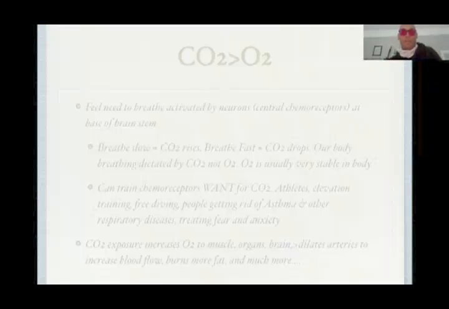Carbon dioxide is greater than oxygen. The feeling that you need to breathe is activated by neurons, central chemoreceptors at the base of your brain stem. You breathe slow, your carbon dioxide levels will rise. You breathe fast, carbon dioxide levels will drop. Our body's breathing is dictated by carbon dioxide, not oxygen. Oxygen is usually very stable in the body.